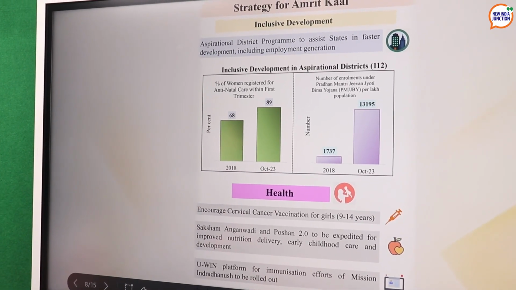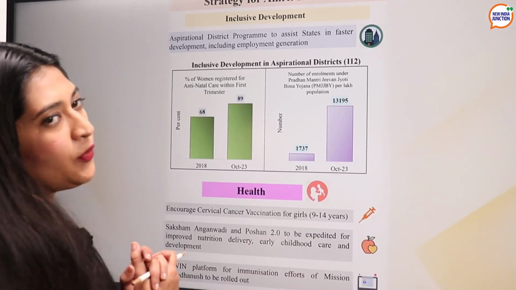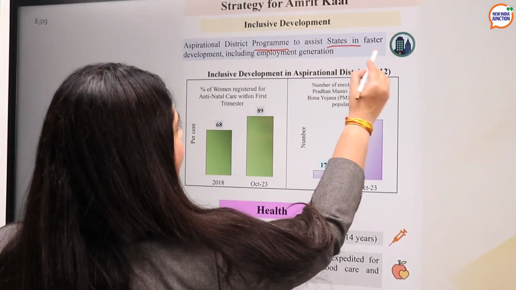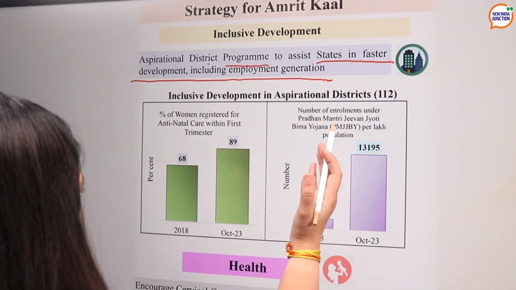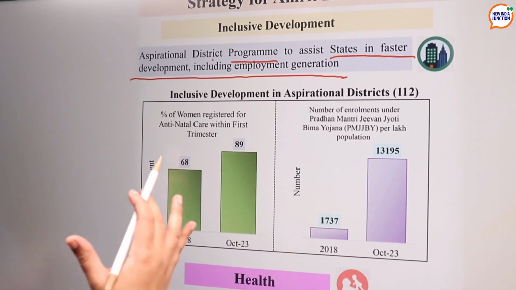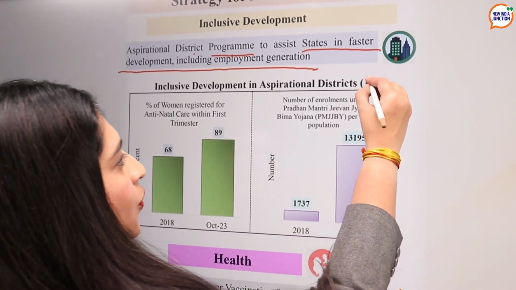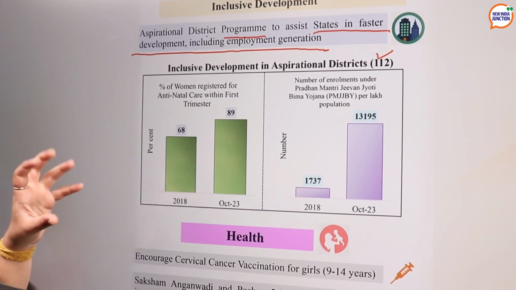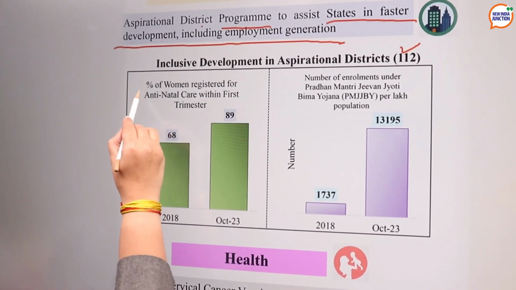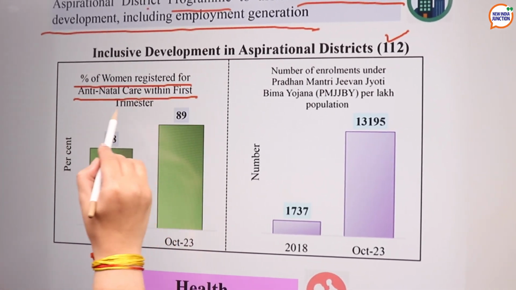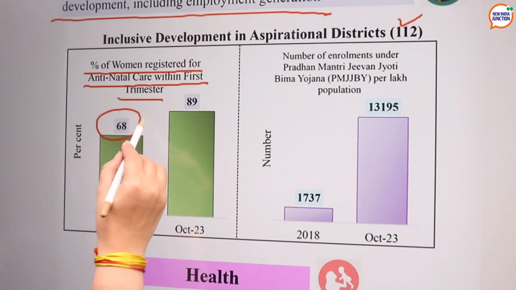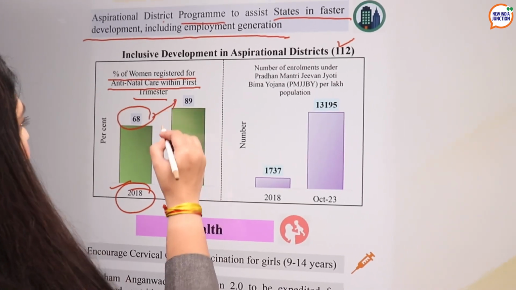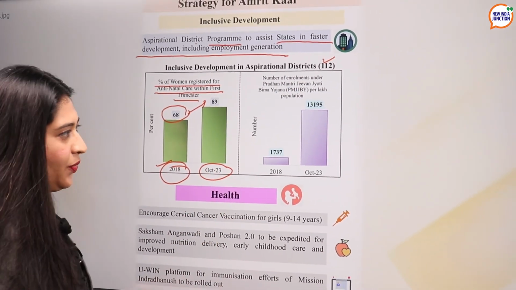Now, let's talk about inclusive development. The aspirational district program is to assist states in faster development, including employment generation. There are 112 aspirational districts in the country. If we look at the percentage change in those districts, first is the percentage of women registered for antenatal care within the first trimester. It was 68% in 2018, exactly when this scheme was launched, and now it is 89% in October 2023.